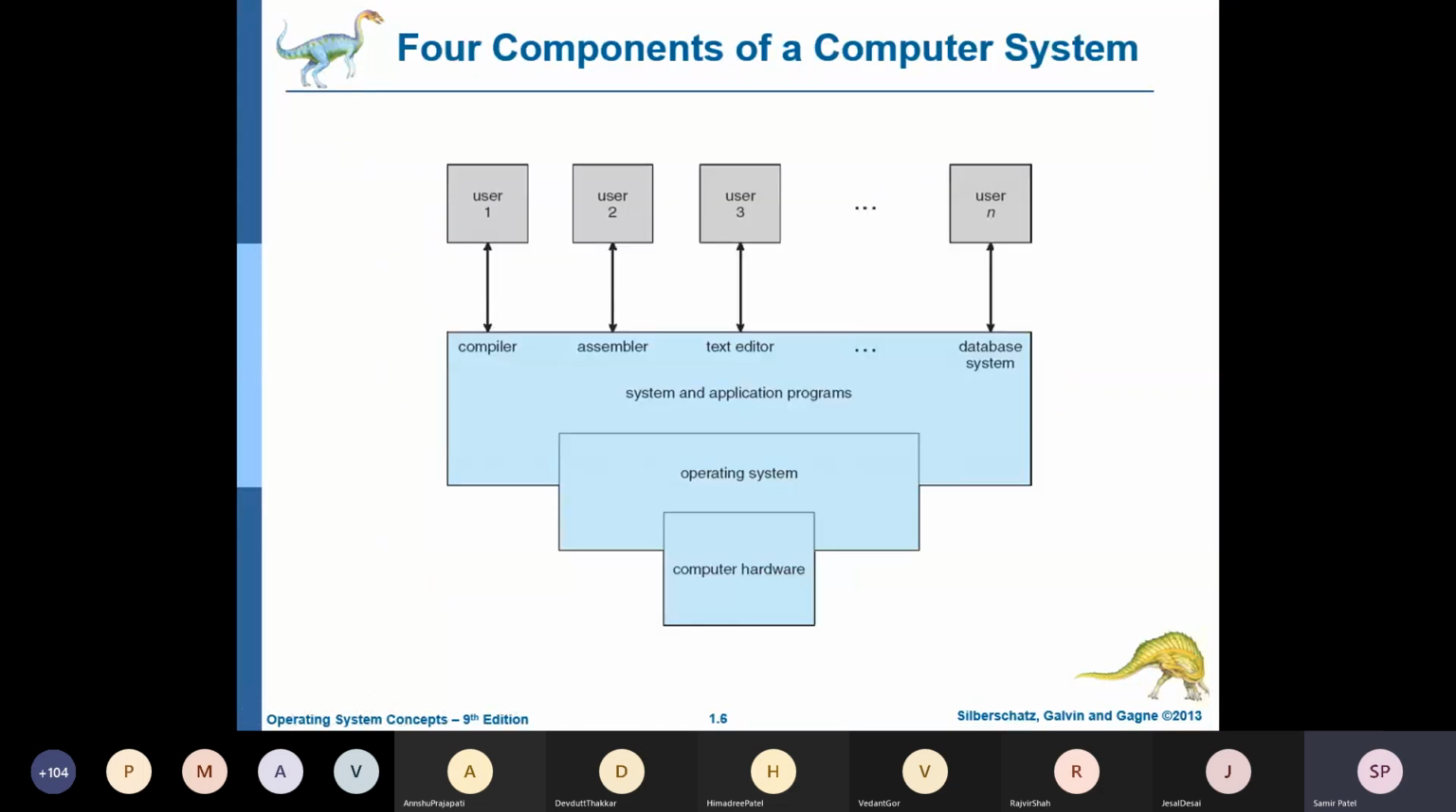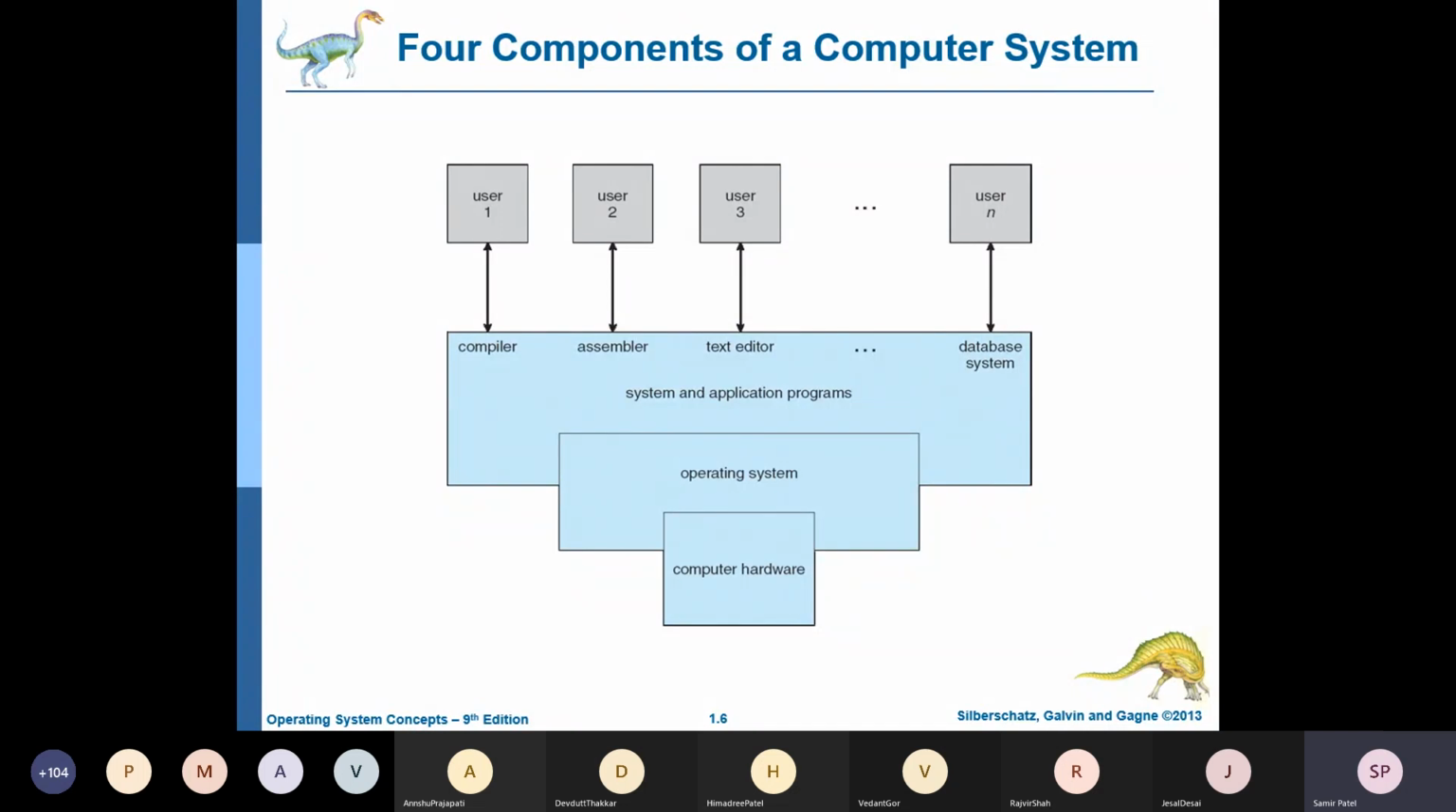Next is the components of the computer system. So when we see this, the computer hardware comes at the bottom, right? And on top of the hardware, there will be a system software which is going to come into picture, which is an operating system. So without the operating system, you cannot use the hardware, right?